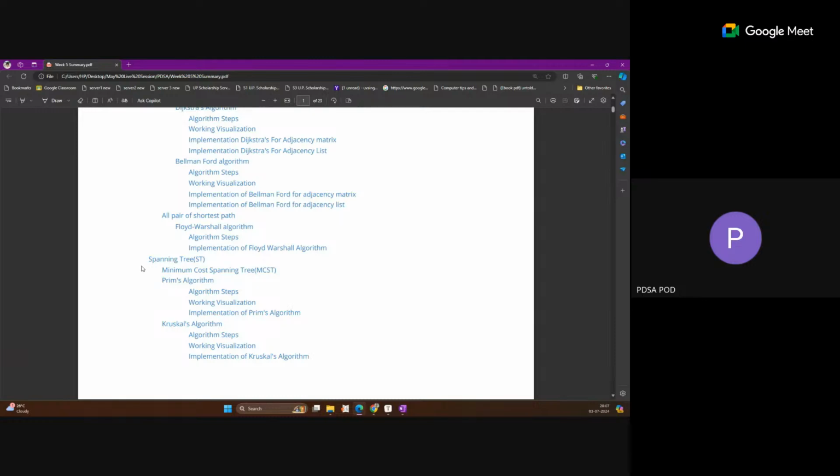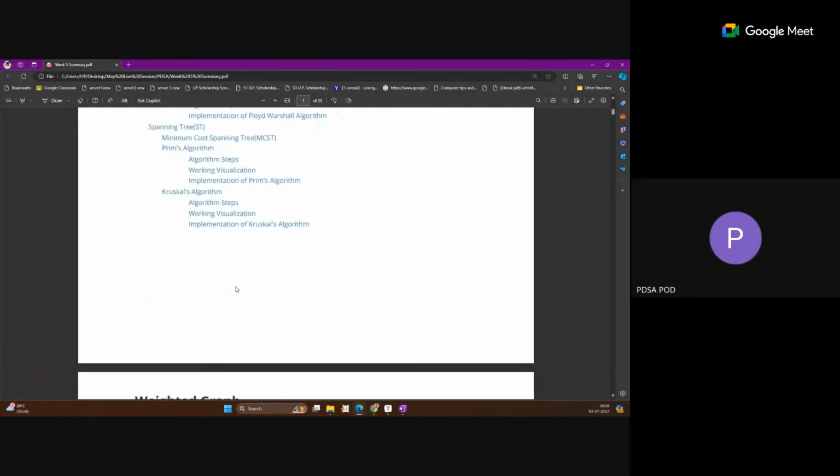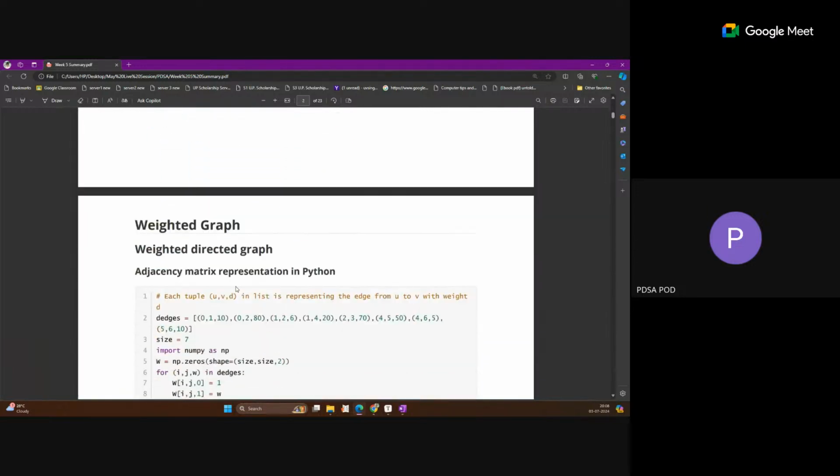Another topic this week is the spanning tree. What is a spanning tree? Generally we use the minimum spanning tree, so we will also discuss that, and the algorithms related to it. We have two algorithms for this, Prim's algorithm and Kruskal's algorithm. So these are the main topics of this week 5, all based on the graph.